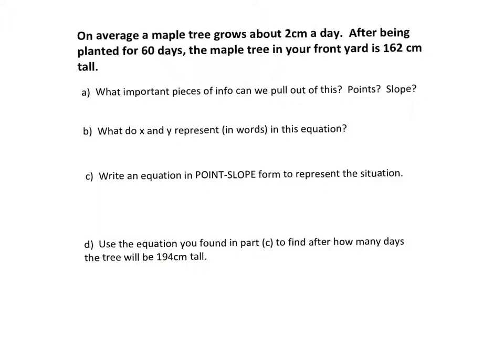And last problem of the video. This problem says, on average, maple trees grow 2 centimeters a day. After being planted for 60 days, the maple tree in your front yard is 162 centimeters tall. Now, if we read through this, it says, on average, maple trees grow 2 centimeters a day. Another way we could word this is as 2 centimeters per day. And hopefully hearing that that is a rate of change, it's how that maple tree is changing over time, we can see that this right here, they are giving us our slope. So as I read through that, that immediately jumped out at me as the slope.